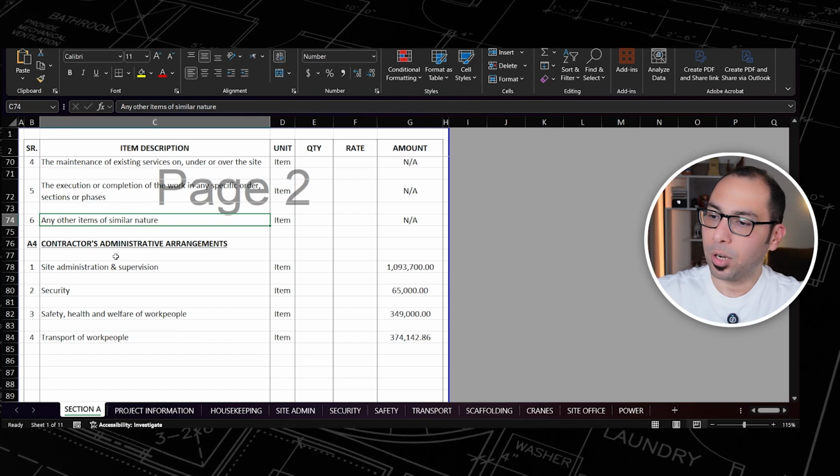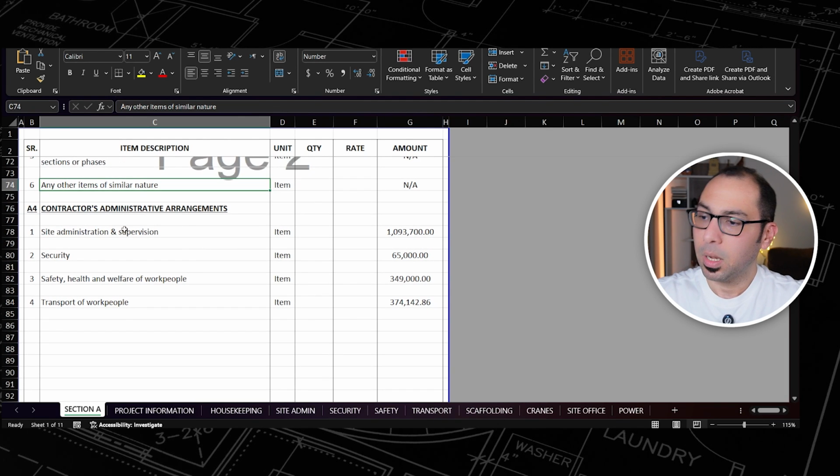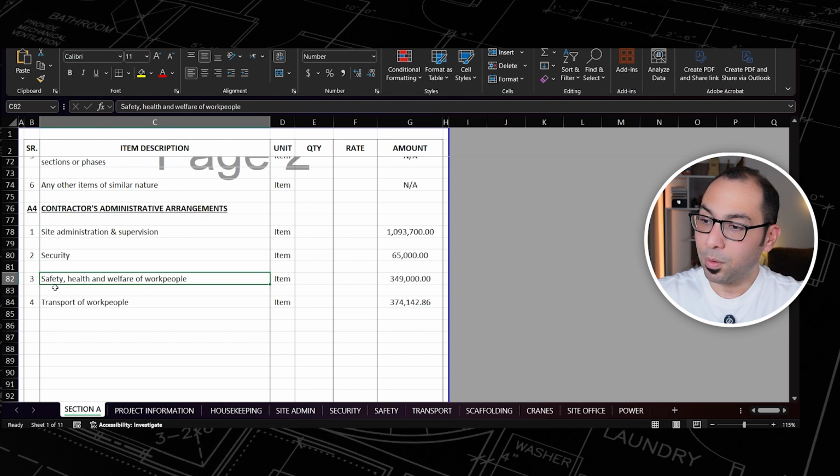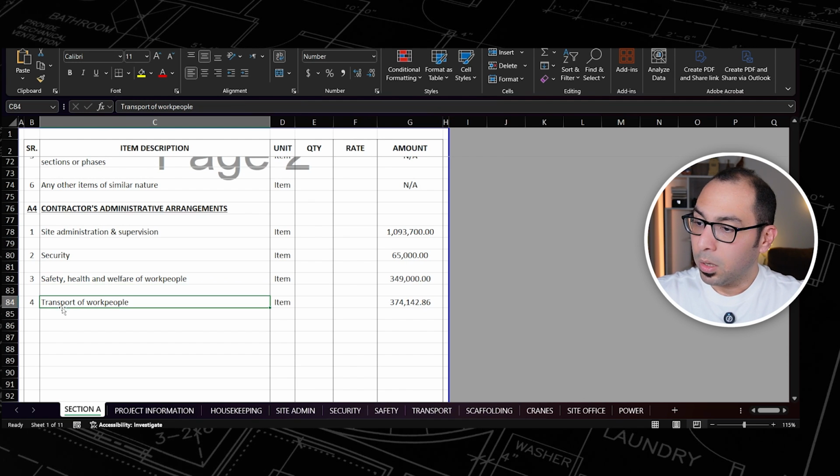And now moving to subsection number 4, which is contractors' administrative arrangements. And here the items that come under this subsection are as follows. We have the first one, the site administration and the supervision. Number 2, security. Number 3, we have safety, health and welfare of work people. Number 4, transport of work people. So we have these 4 items under contractors' administrative arrangements.